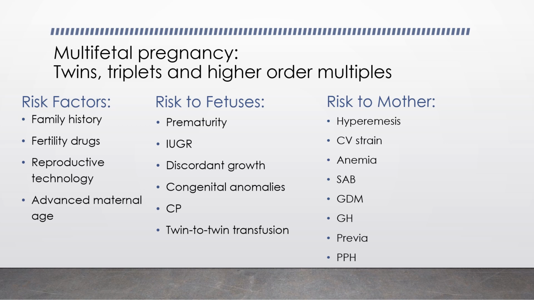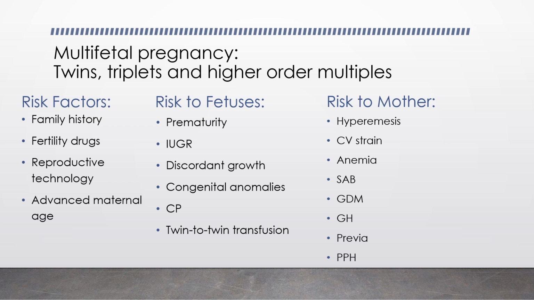Next we'll talk about twins, triplets, and higher order multiples. So you can read about the risk factors on the left-hand side. We're seeing more multi-fetal pregnancies now because there's more reproductive technology out there. So one of the biggest risks for multiple pregnancy is prematurity. You've got more babies in there and there's not as much room. So these babies could come early.